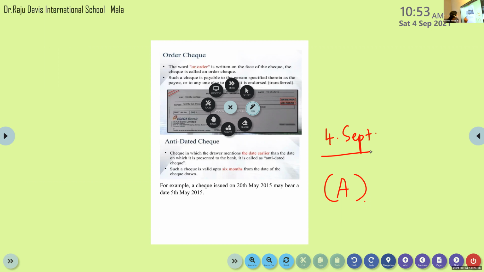Okay. But the date written on the check is, say, 1st September. 1st September is the date written on the check. And the check is taken to the bank on 4th September. That means the check is having a date before the date that it is presented to the bank. Correct? The date on the check is 1st September and the check is taken to the bank on 4th September. Now, will the person get the amount or not?